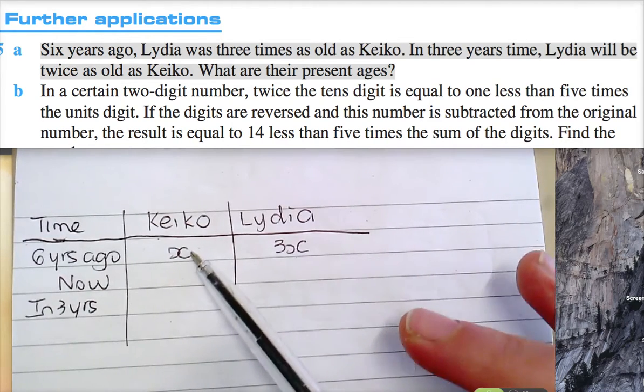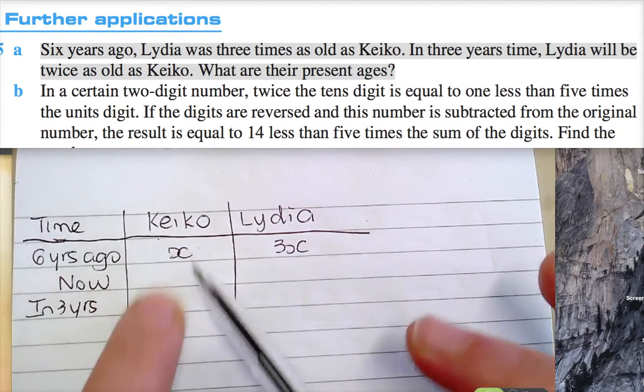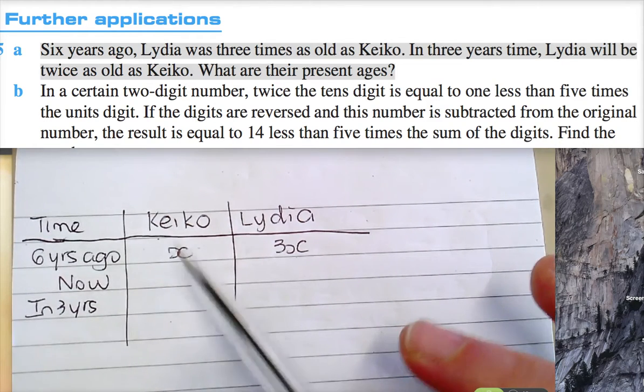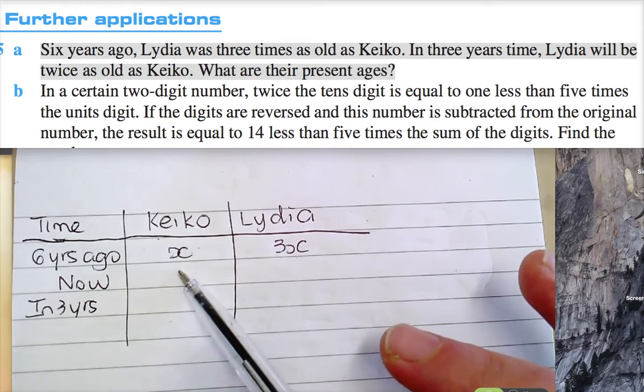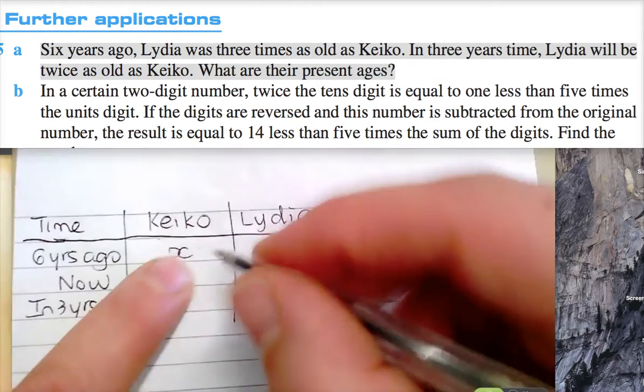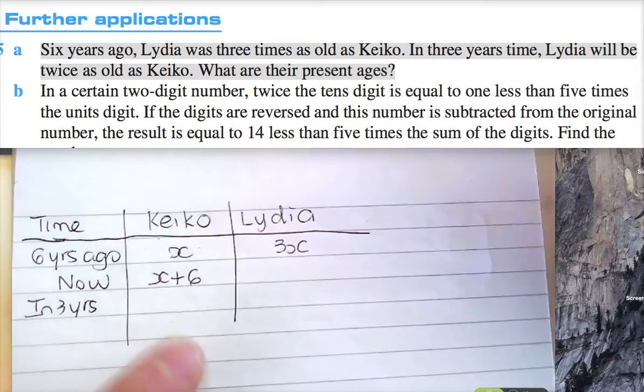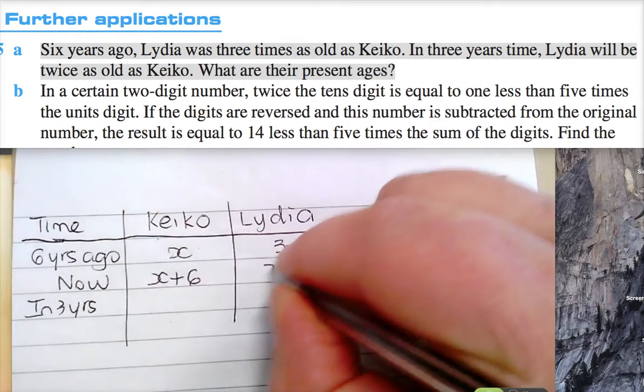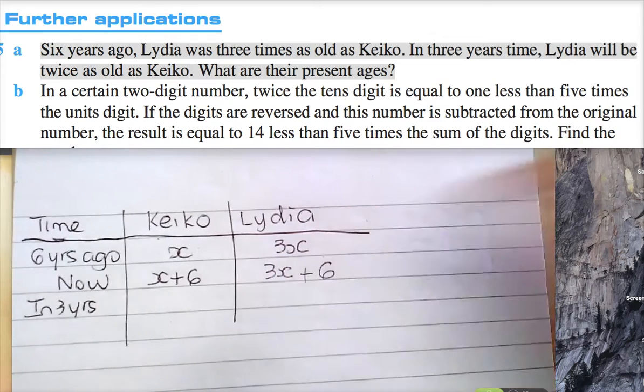Now, let's say this person was 5, Kiko was 5. How old would Kiko be now? X plus 5. That's right. If Kiko was 5, he'd now, or she would be 11. So if Kiko was X, now Kiko will be X plus 6. If Lydia was 3X, then she will now be whatever 3X is plus 6.